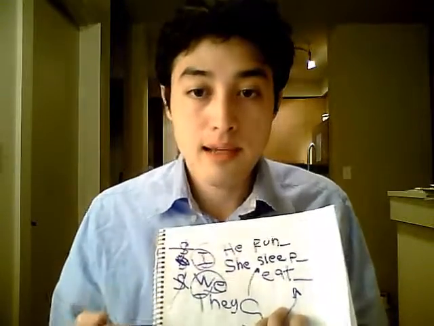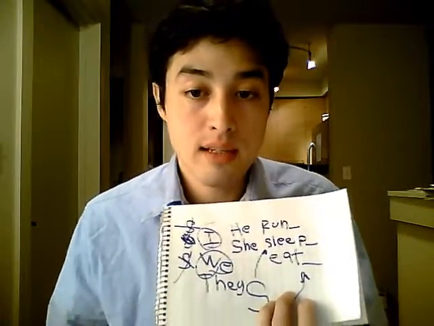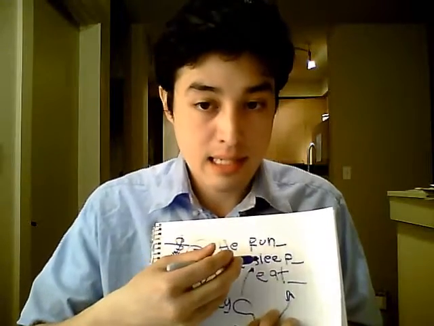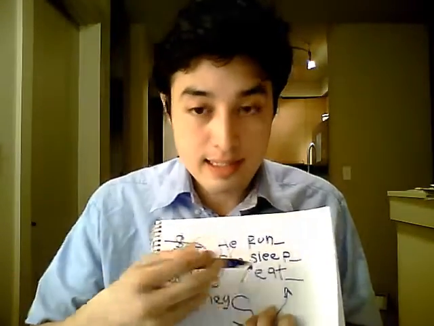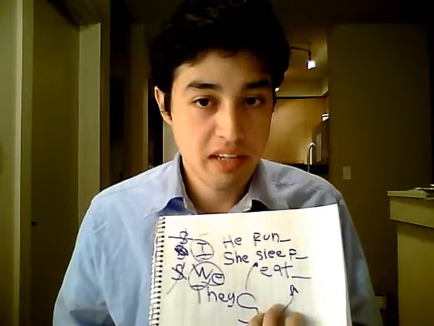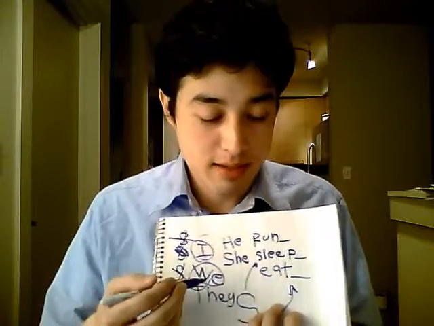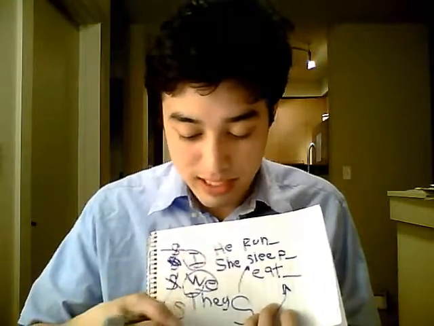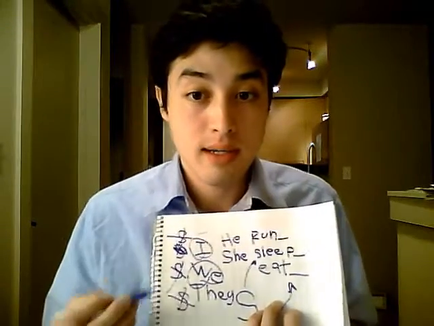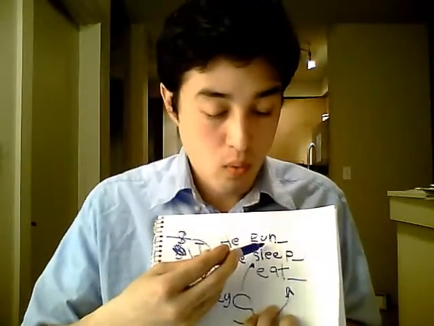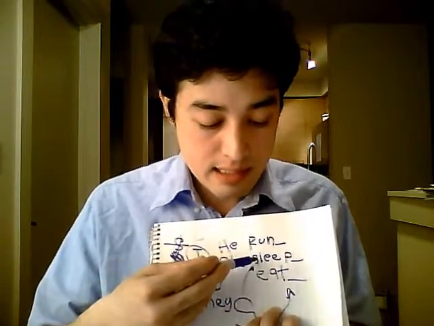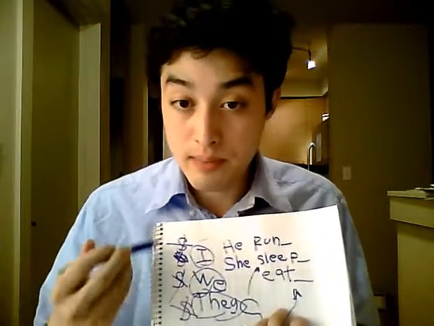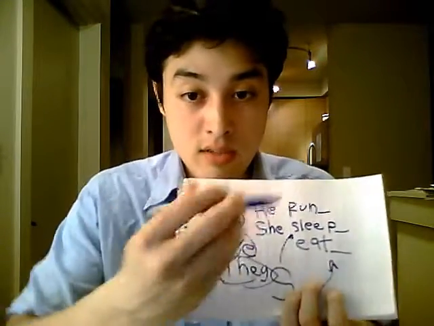How about they? For they, can you say they runs, they sleeps, they eats? No, you can't say that. You can't put an S at the end of the verb. You have to say they run, they sleep, they eat. So remember those three. No S at the end of the verb.